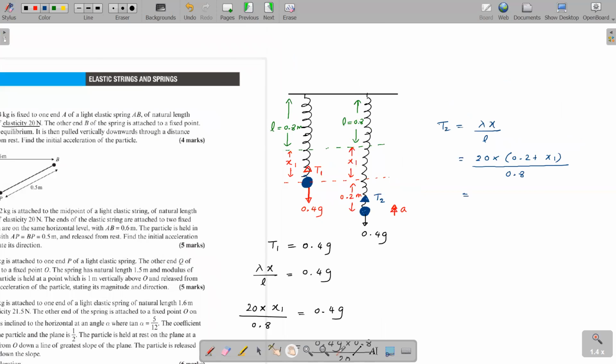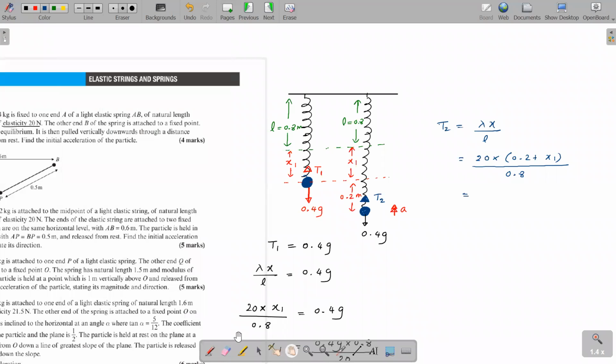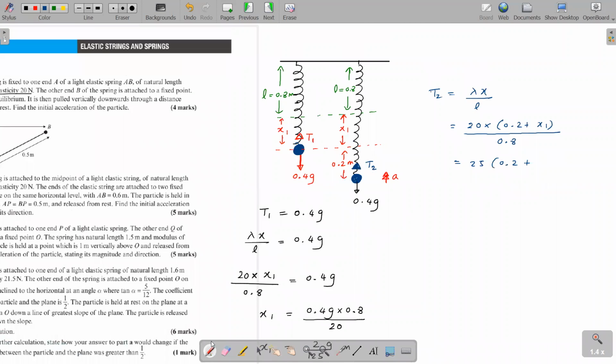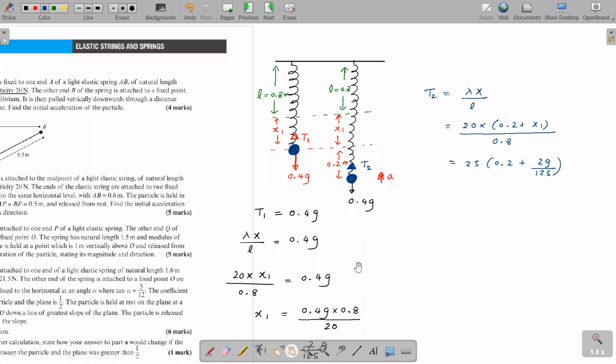So let's apply, what do we get here? 20 over 0.8, that is 25. 20 over 0.8 is 25 times 0.2 plus x1, and x1 is 2g over 125. Do you agree? x1 is 2g over 125. Do you agree with me? So this is the tension.